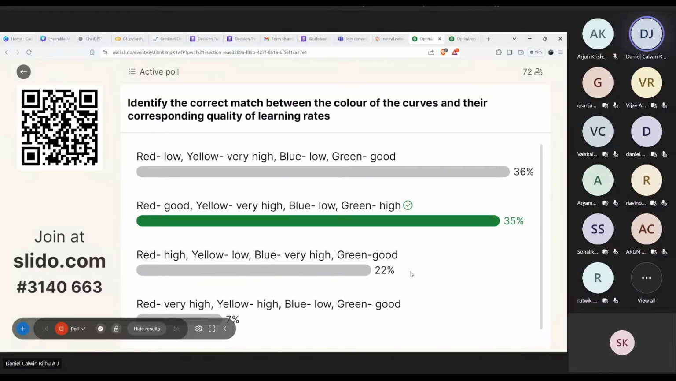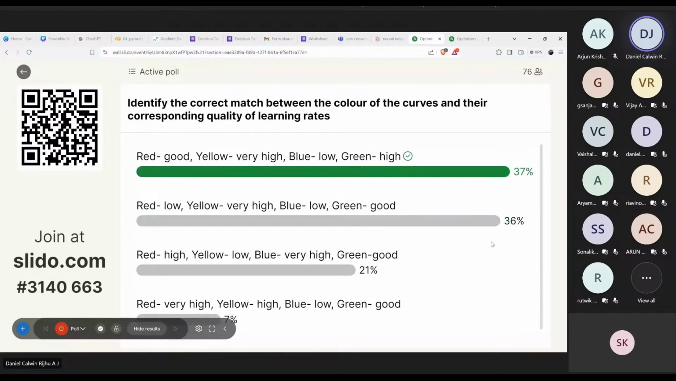Okay, so almost half of you guys got it right, and the remaining half confused between the good learning rate and the high learning rate. Guys, what is it? Fine. I'll explain it then.